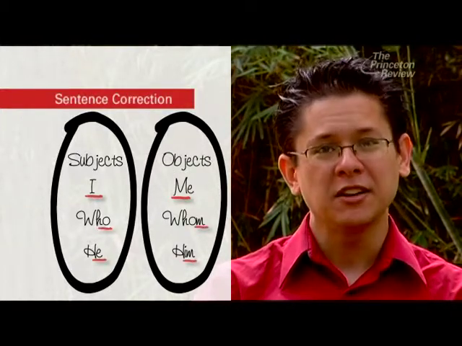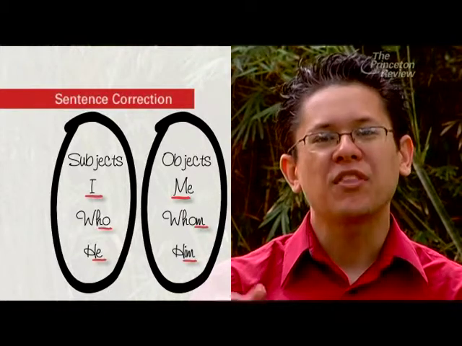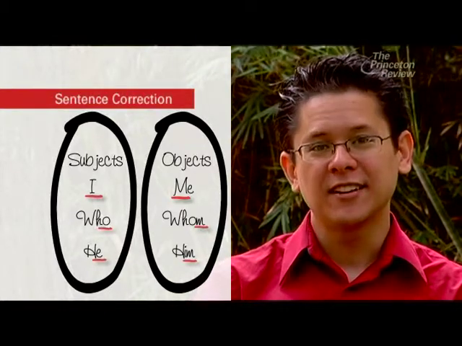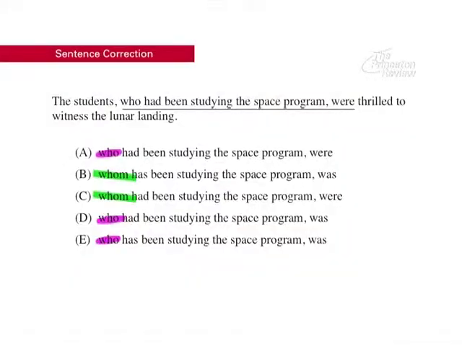So if you can't make up your mind, try replacing who or whom with he or him instead. Let's give it a try. Would it be correct to say he had been studying the space program or him had been studying the space program? Well, besides the fact that saying him had been studying sounds a bit too much like Tarzan, since we're dealing with the subject of the verb had been studying, we need to say he, and therefore pick who instead of whom. This lets us get rid of answers B and C. We're down to 3. Great job.